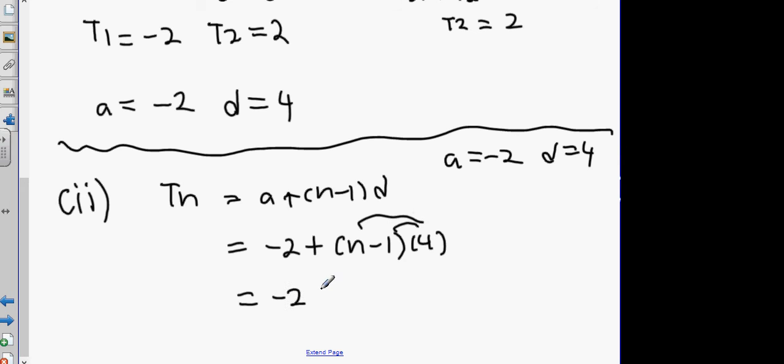You get minus 2 plus 4n minus 4. And then we're going to get 4n minus 6. Tn is 4n minus 6, just by using the numbers from the answer of part 1. a is minus 2 and d is 4.